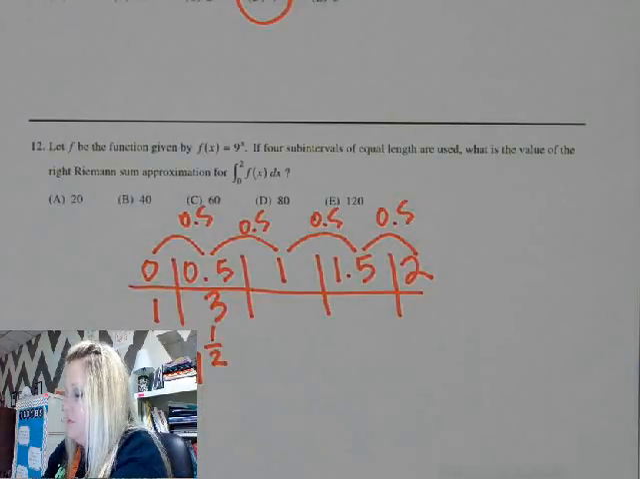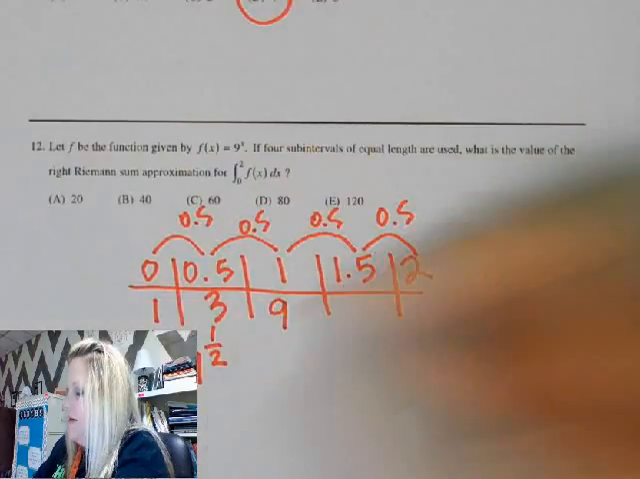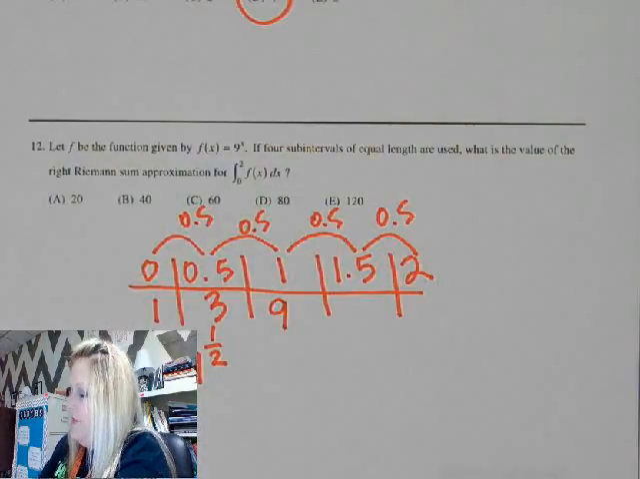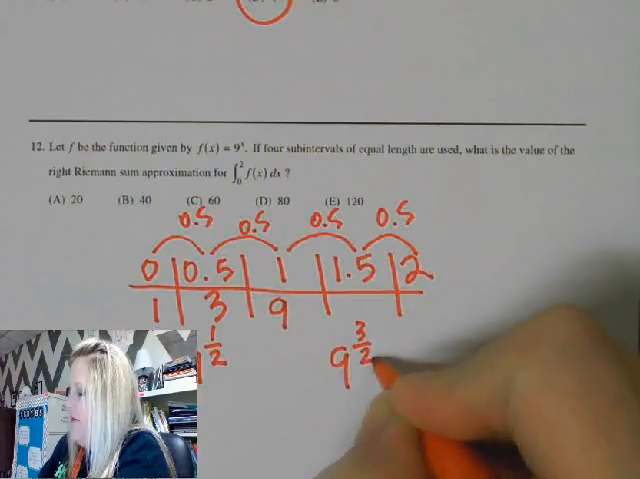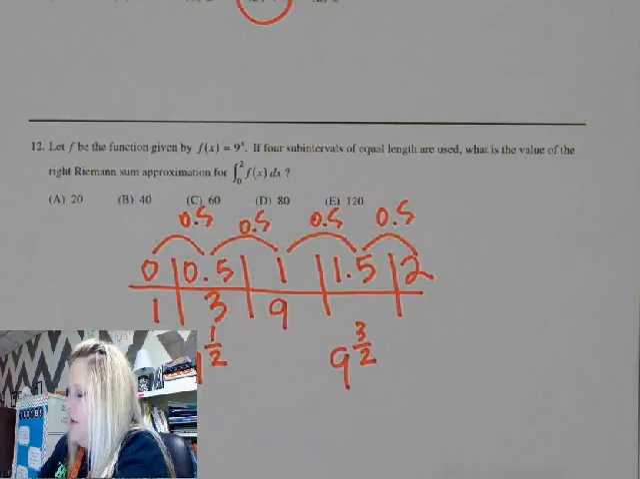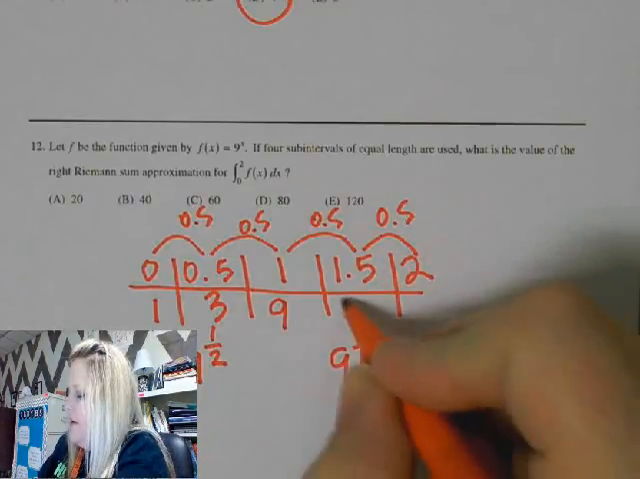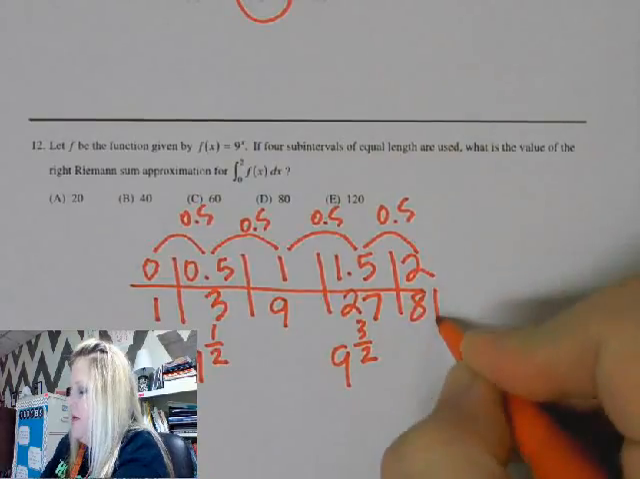1.5, that would be 9 to the 3/2, which means the square root of 9 cubed. Right, so that would be 27. And then 9 squared would be 81. Basically, you're multiplying by 3 each time here. Right. 1 times 3, 3 times 3, 9 times 3, 27 times 3.